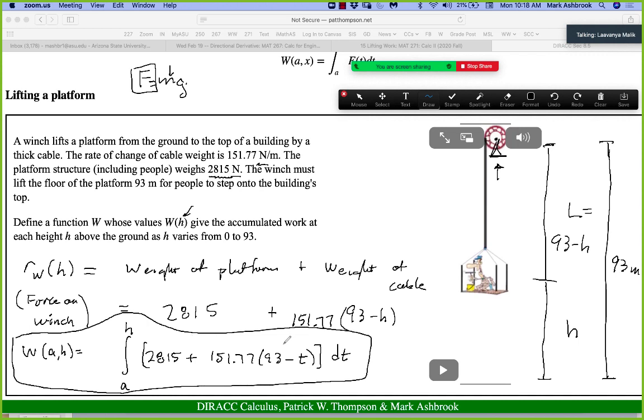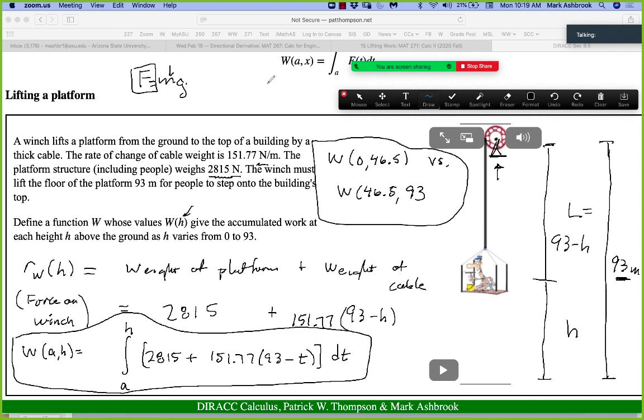Yep. Okay, so what's half of 93? 45, 46 and a half? So, how about this amount of work versus this amount of work? Are they equal? No. Someone's saying no.